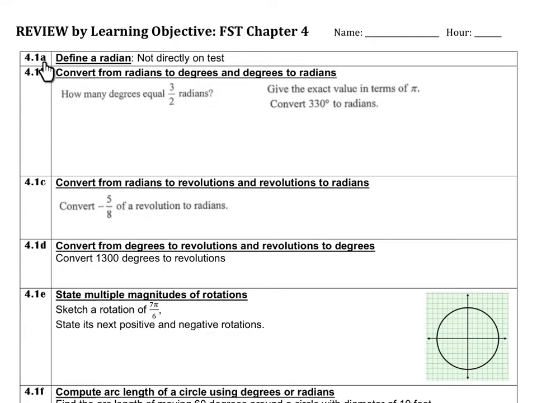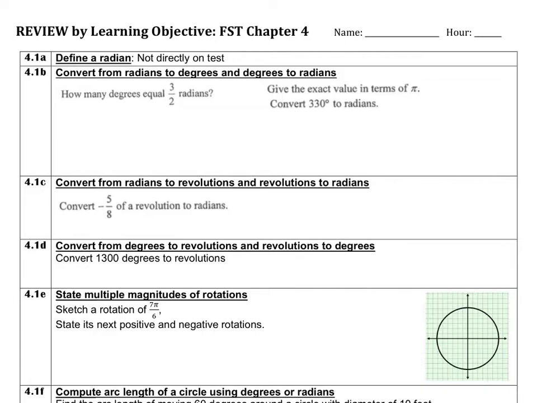4.1a will not be directly on the test. 4.1b, let's look at converting radians to degrees or degrees to radians. And I want to start with the second one first. So give the exact value in terms of pi by converting 330 degrees to radians.